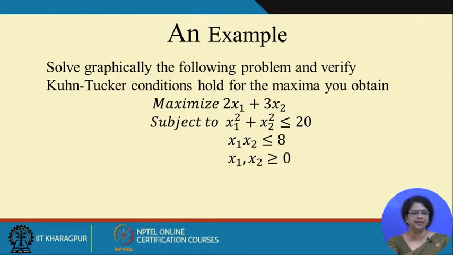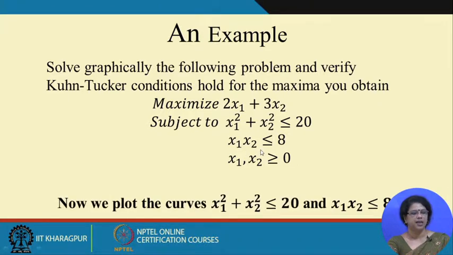Let me consider another example. Here you see we are considering an example where the objective function is linear and both the constraints are non-linear in nature. Now, we will try to find the solution for this problem graphically first, then we will solve it with our technique. Now, if we draw the graph of the constraint set, x1 square plus x2 square equal to 20 and x1 x2 equal to 8. These are the two constraints for us.